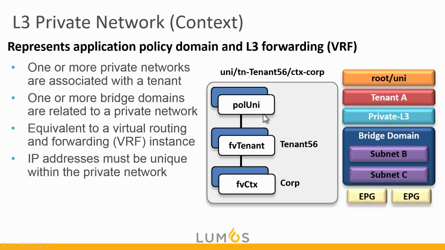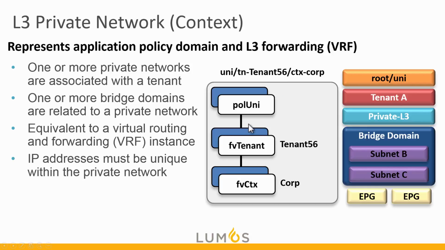So we can see the management information model here, where we have uni, and then tenant, and then our VRF. Now, what we're actually showing you here is the naming convention. So this would be, for instance, in a RESTful API, we would have at the top level, the root level, uni. Then we'd have tn dash, and then the name that you called the tenant, and then ctx dash and the name that you called the VRF.